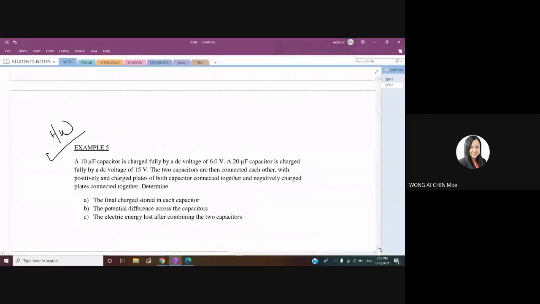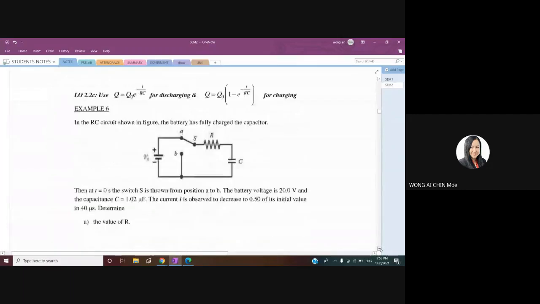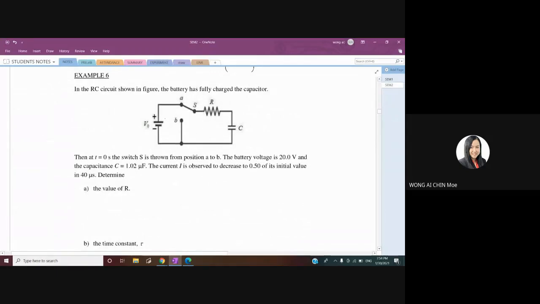Example 6 is also charging and discharging. When it connects to A, it is a charging process because there's a battery here. When the switch shifts to B, the battery is taken out, disconnected from the battery. So it depends on the questions. In the RC circuit shown in the figure, the battery has fully charged the capacitor. This is because it's connected with A. When it's connected with A, it is fully charged. When t goes to 0, the S is thrown from A to B. When it's thrown to B, it is a discharging process.